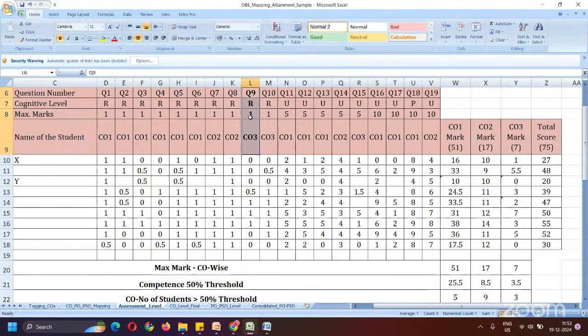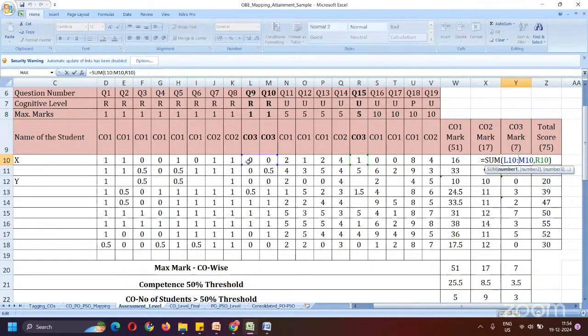This question is contributing to CO3, and this question is also contributing to CO3. One more 5 mark question is contributing as well. So I'll have 5 plus 1 plus 1, 7 marks, which is contributing to the CO3. Now I have calculated only those 3 questions' marks for the student.